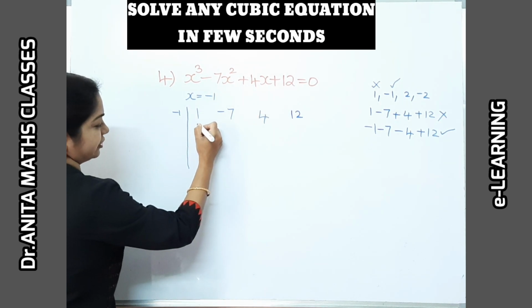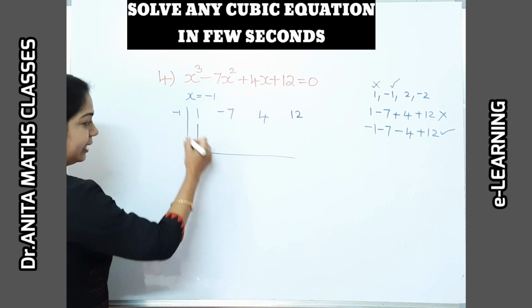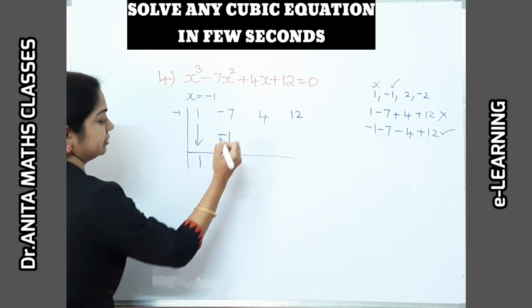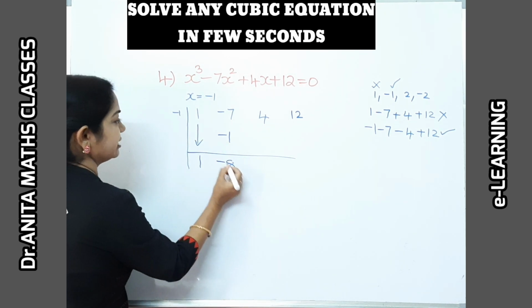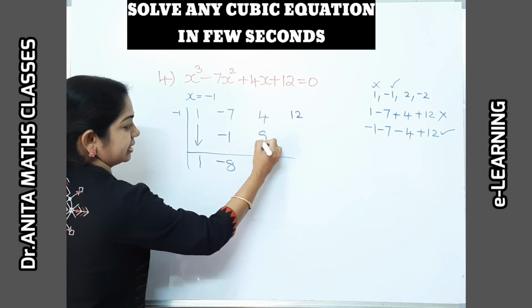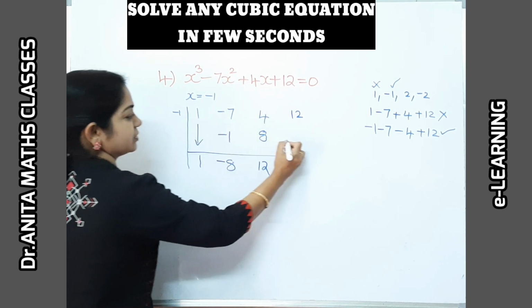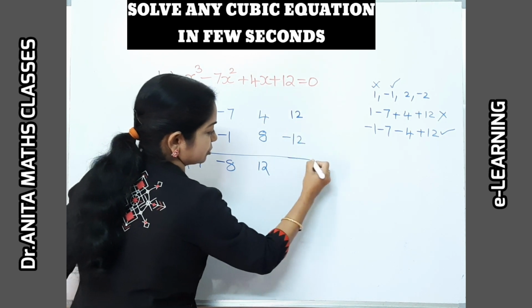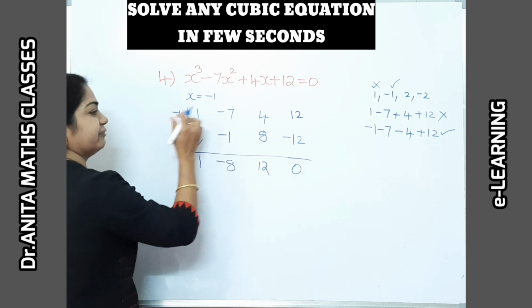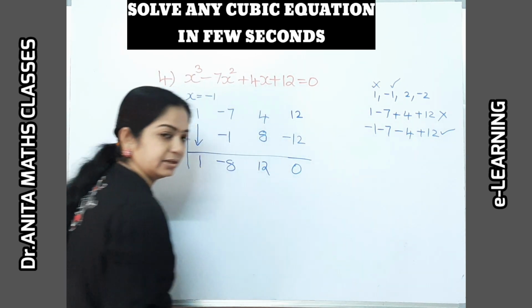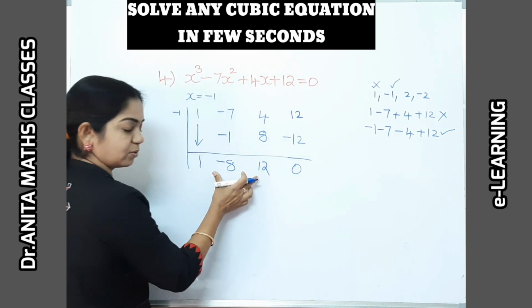So let's drop the first one as it is, right? So 1 diagonally multiply minus 1, 1 is minus 1 here, right? So minus 7 here, it comes to minus 8. Minus 8 minus 1 gives plus 8. So plus 8, so 12 here. If you add 12 into minus 1, minus 12. So at the end you obviously get 0 because this is the factor. We have proved that we got it from the hit and trial method. So we get 0 and we get a quadratic equation.